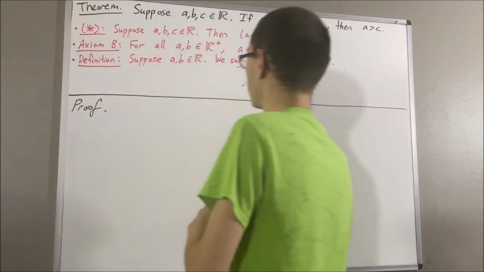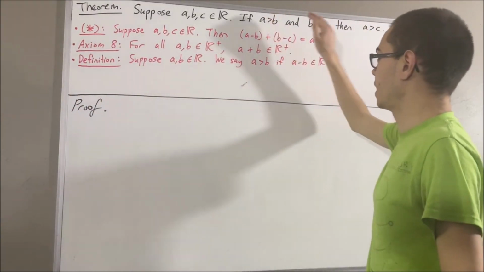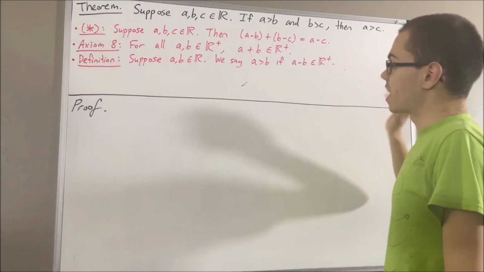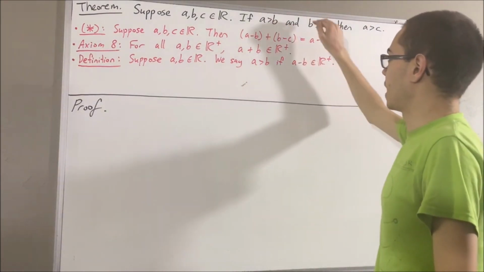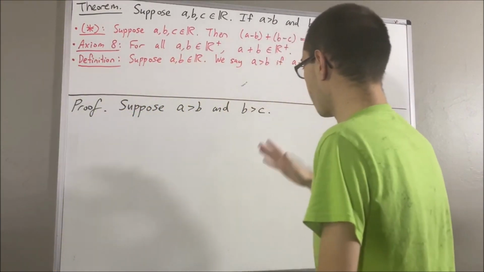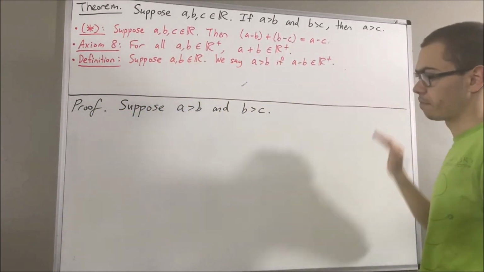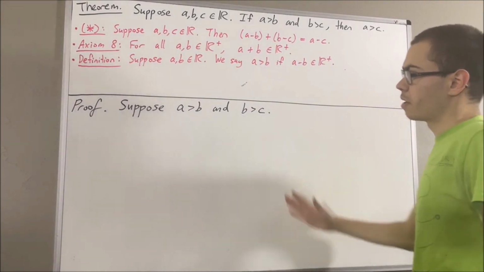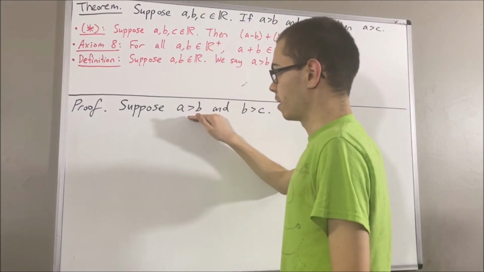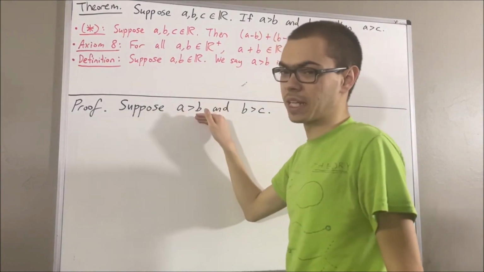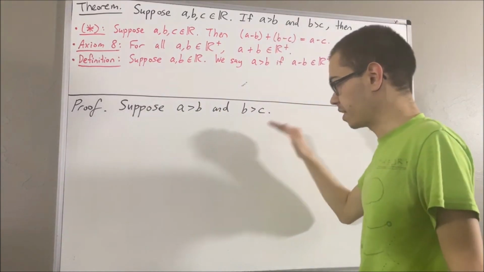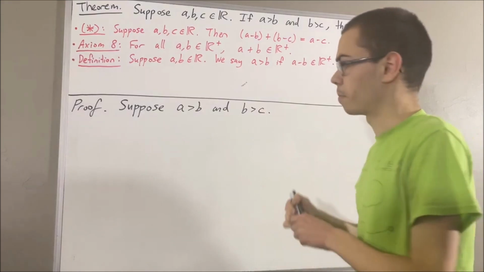Now we're trying to prove if A is greater than B and B is greater than C, then A is greater than C. And to prove that, suppose A is greater than B and B is greater than C. From here, the whole goal is to show that A is greater than C. Now, by definition of greater than, since A is greater than B, this means that A minus B is a positive real number. And since B is greater than C, this means B minus C is a positive real number.